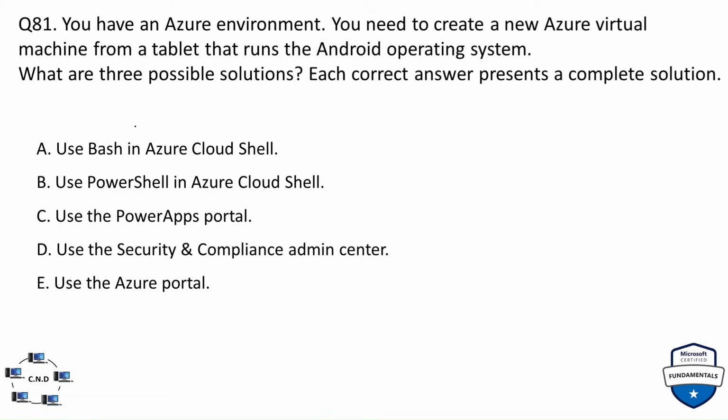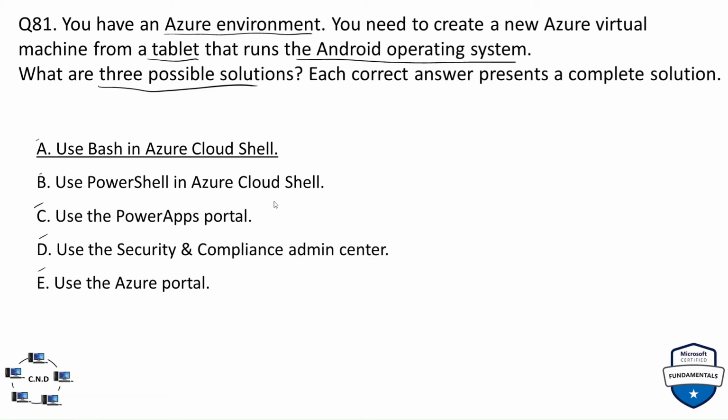Question number 81 is that you have an Azure environment. You need to create a new Azure virtual machine from a tablet that runs the Android operating system. What are three possible solutions? Each correct answer represents a complete solution. And the options are option A, use Bash in Azure Cloud Shell. Option B, use PowerShell in Azure Cloud Shell. Option C, use the Power Apps portal. Option D, use the Security and Compliance Admin Center. And option E, use the Azure portal.